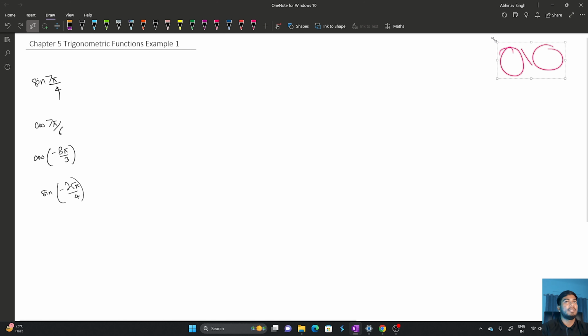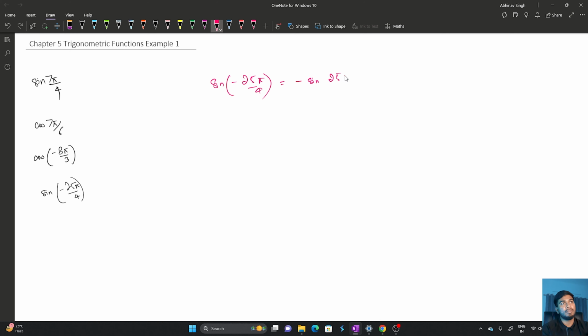Then for the fourth part, sine minus 25 pi by 4. So first, sine minus x will be minus sine x. So take the sign outside and write this. Now how can you break it? So it is an improper fraction. Just divide. 6 4s are 24.